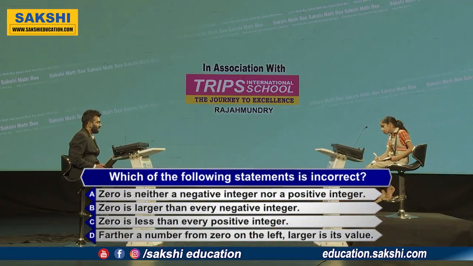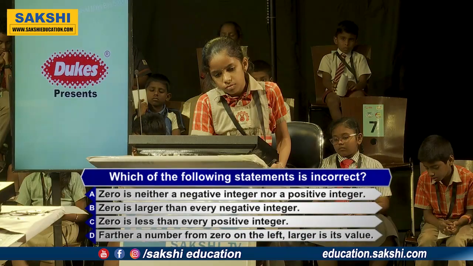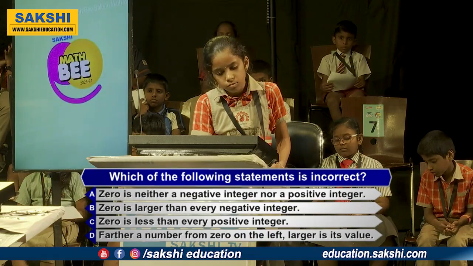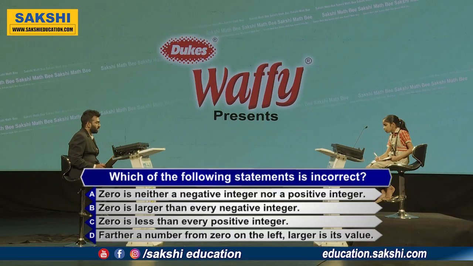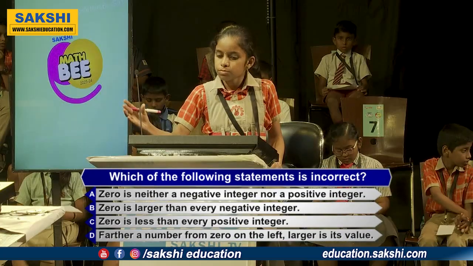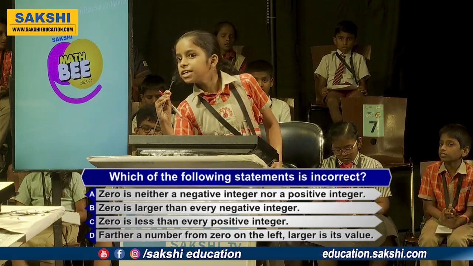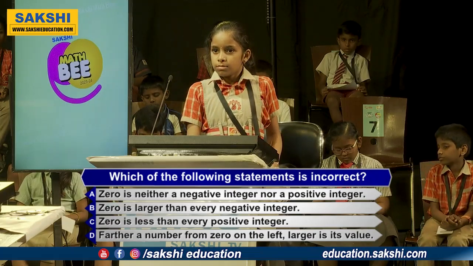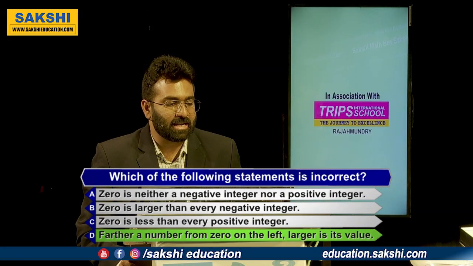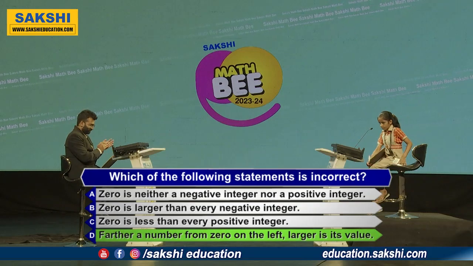0 is larger than every negative integer. 0 is less than every positive integer. Farther a number from 0 on the left, larger is its value. Please understand the question. Incorrect. Option D, sir. Okay. Please lock option D. Is the right one.